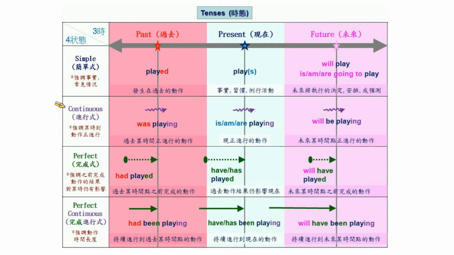Continuous tenses are formed using the ing suffix and the auxiliary verb to be. This is true for all continuous tenses. The emphasis is on that event being in progress.